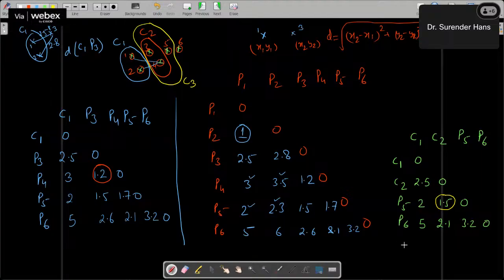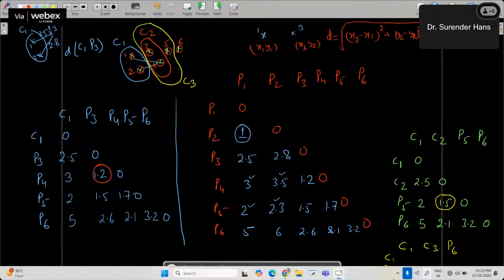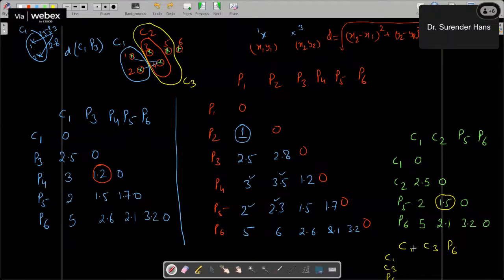So now the matrix after this is C1, C3 and P6. C1 to C1 is 0, C3 to C3 is 0, P6 to P6 is 0.